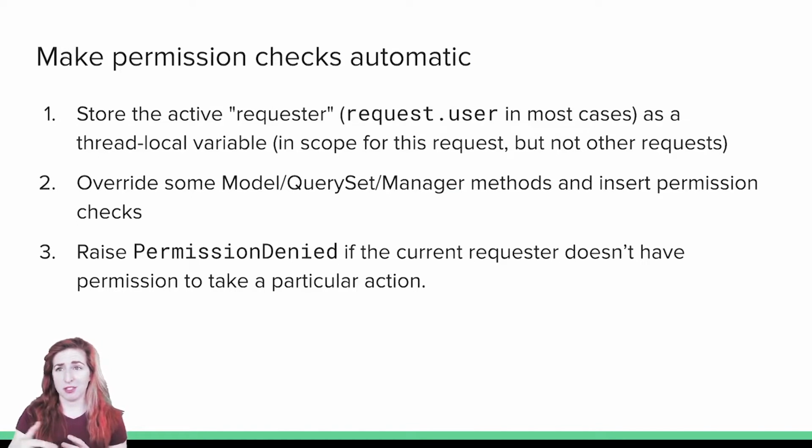We also, to implement this, need to override some model and query set of manager methods. This essentially requires that we have a custom subclass of query set, a custom subclass of model, and a custom subclass of manager that we can use to string through all the permission checks and make sure the right permissions are checked for the right actions. And then finally, raise permission denied if the requester doesn't have permission to take a particular action, or filter out model objects the requester does not have permission to see.